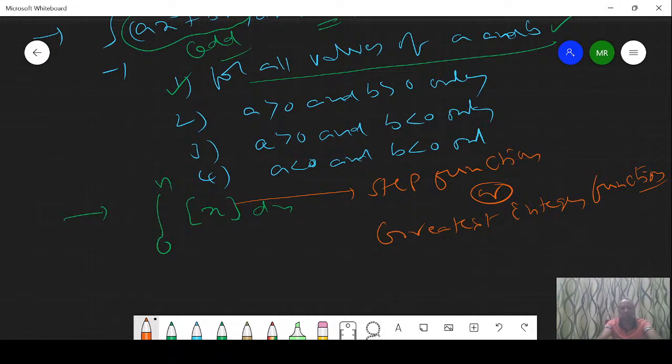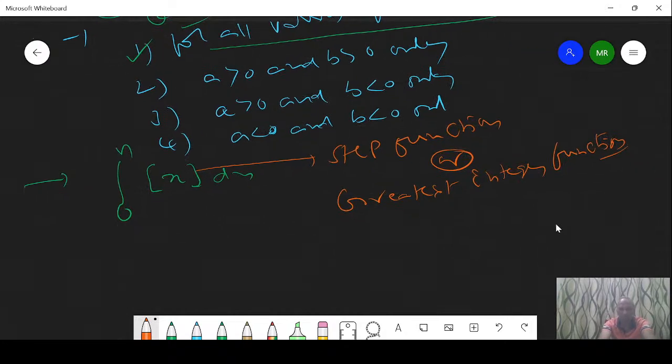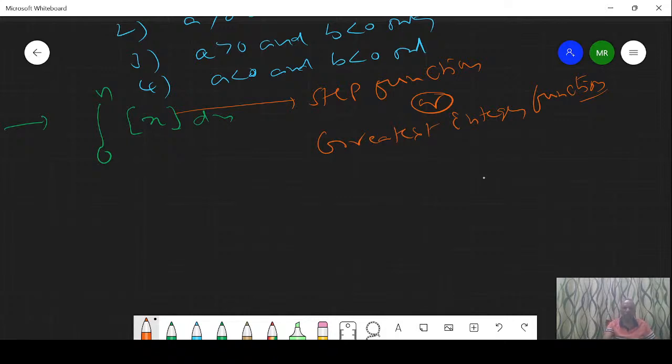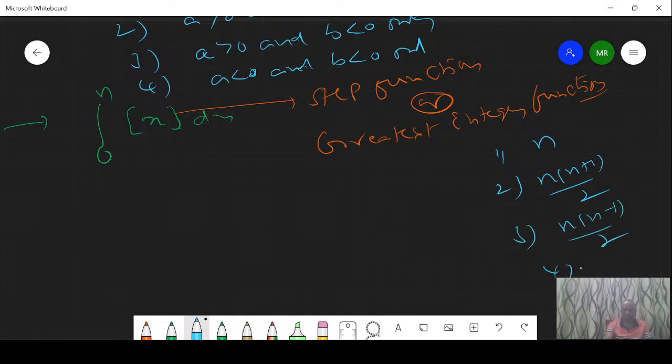Options are given here. I will tell you the options also. For the integral from 0 to n of step x dx, the first option is n. The second option is n into n plus 1 by 2. The third option is n into n minus 1 by 2. And the fourth option is 0. Now you can see this problem.